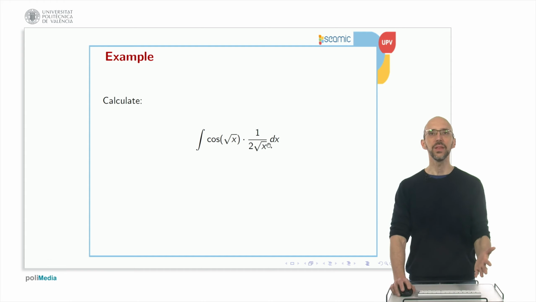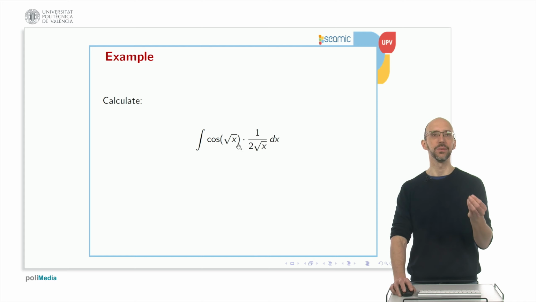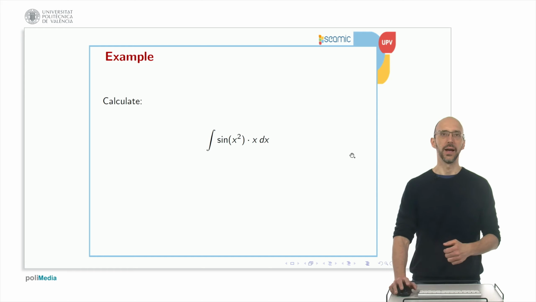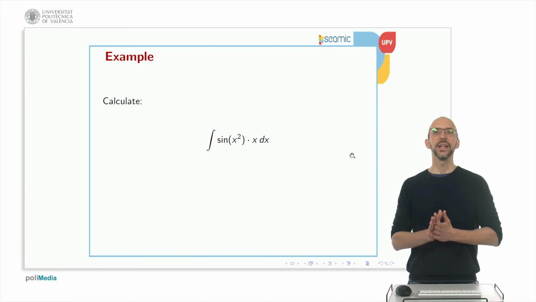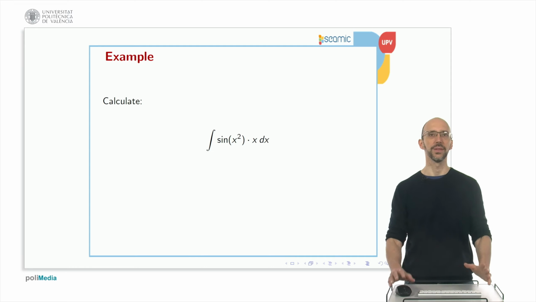So I got everything I need. Cosine of a function, and outside I have the derivative of this function. Perfect. I can apply the formula, and this is just sine of the square root of x. Remember, the function between parentheses, okay? It's done. Piece of cake. I hope so. Another one, but now something is missing. The same example as before, but missing something.